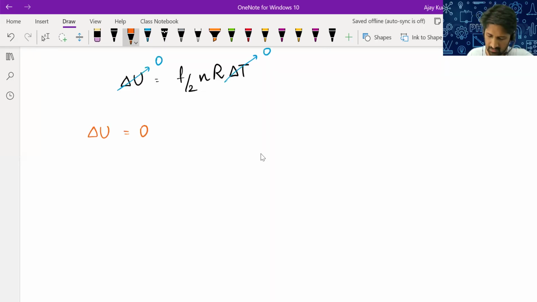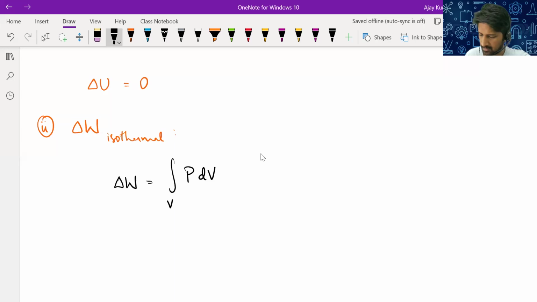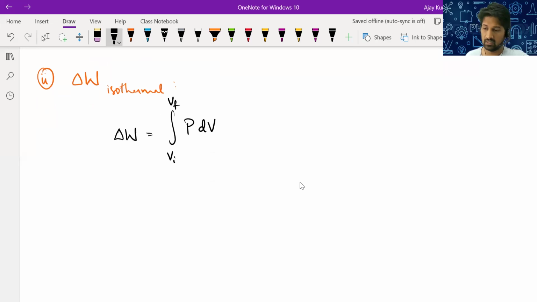Right. Next, work done by the gas in an isothermal process. Now, what is the general formula for work done by a gas? Delta W is integral P dV from initial volume to final volume. Now, in an isothermal process, pressure and volume can vary. Temperature should remain constant. So, gas may expand, gas may get compressed. Therefore, work will be done.